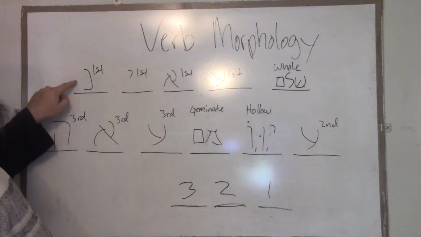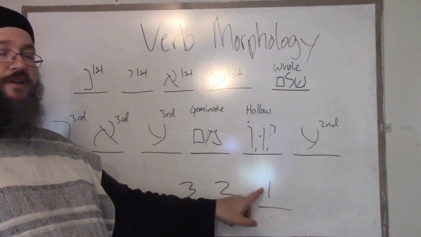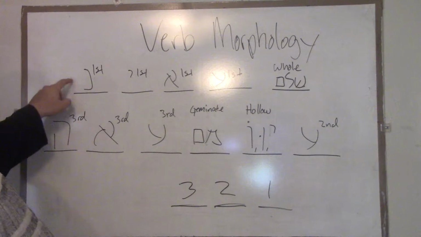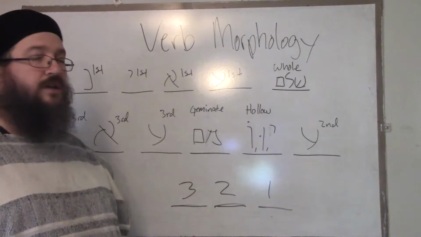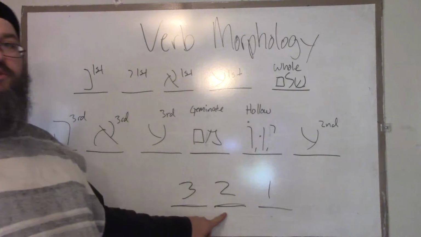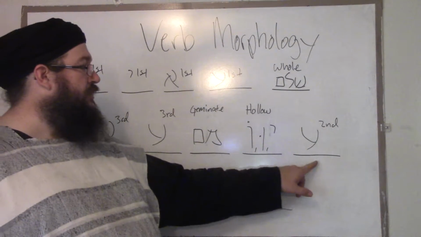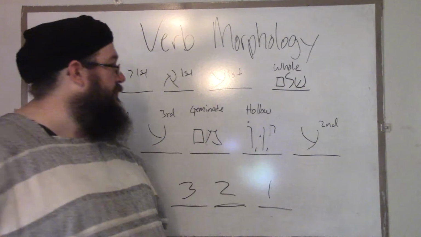The next one we're going to look at is first nun. So any nun that's in the first position here is going to be working with this chart. Now there also is a second guttural. And the second guttural is going to be in position number 2. So that means if I have a guttural in this position, I'm going to be using this chart here.